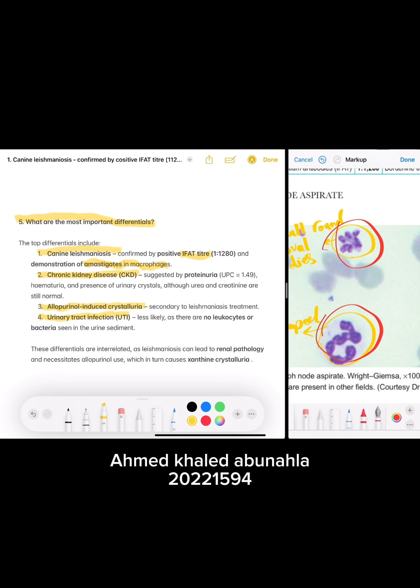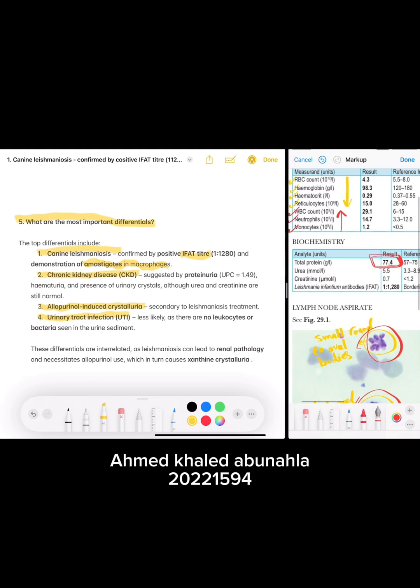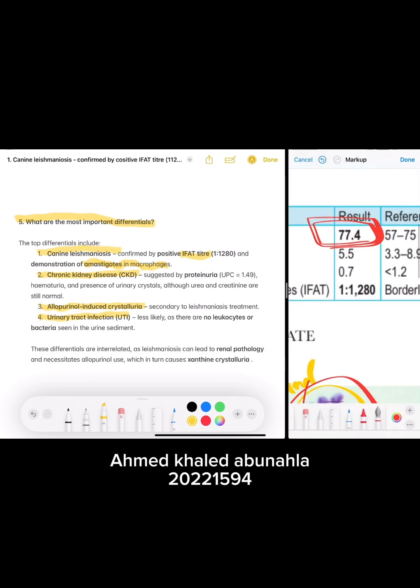Number 2, chronic kidney disease. This is suggested by proteinuria, hematuria, and the presence of urinary crystals. But if we look at the urea and creatinine here, they are still within normal ranges.